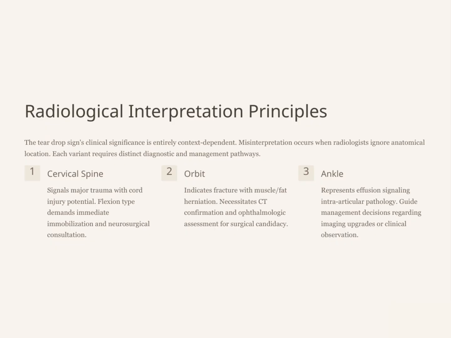Moving to the orbit, the teardrop sign here usually signals a fracture with herniation of muscles or fat. This situation calls for a CT scan to confirm the fracture and an ophthalmologic assessment to determine if surgical intervention is necessary. And in the ankle, the teardrop sign suggests joint effusion, which points to intra-articular injury or pathology. Depending on the findings, management might involve further imaging or simply close clinical observation.